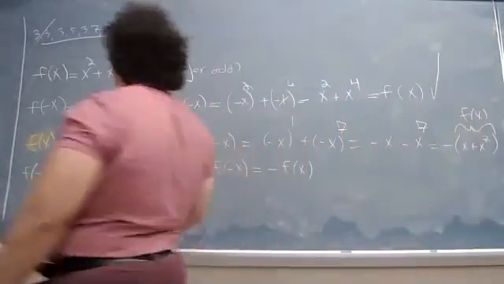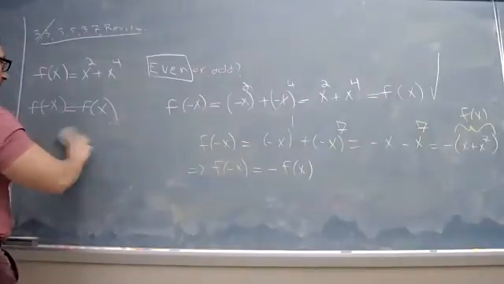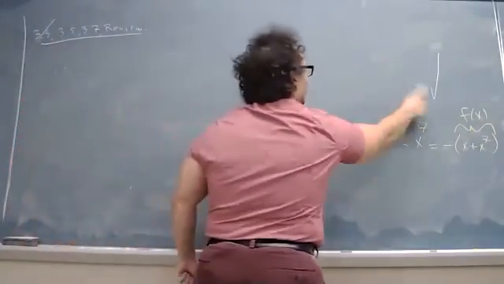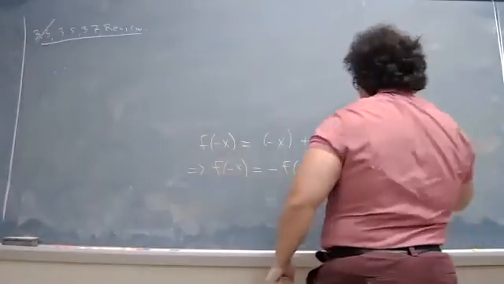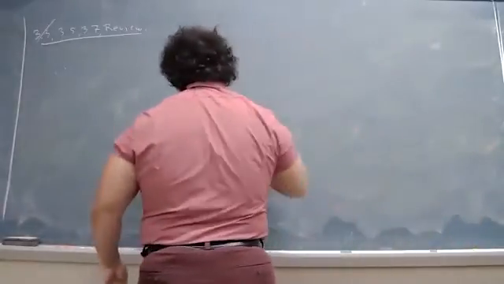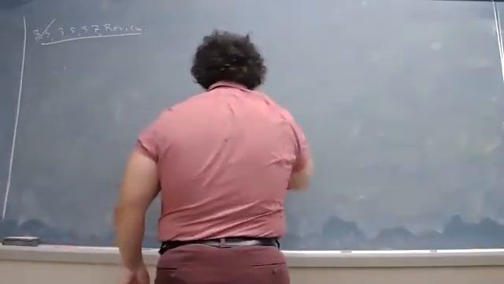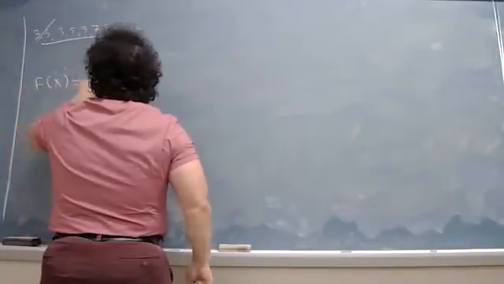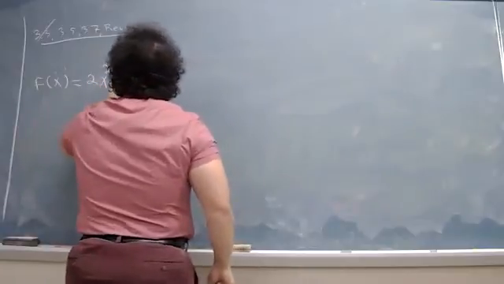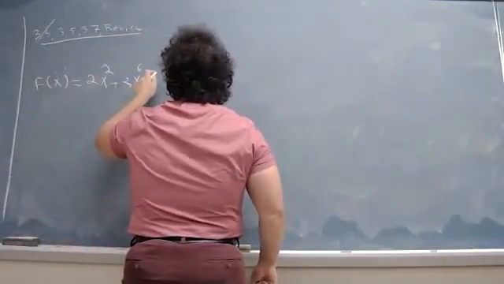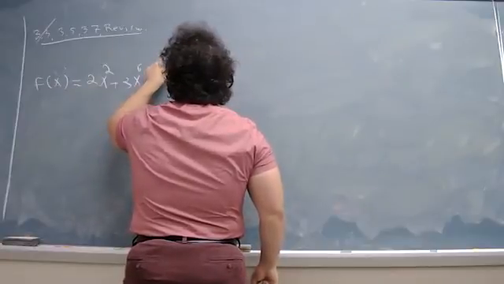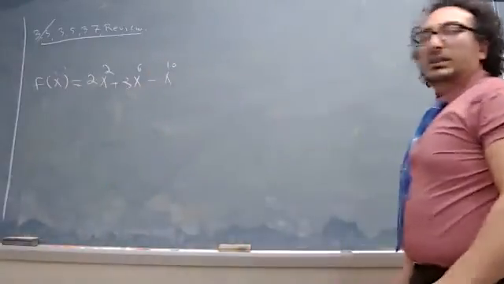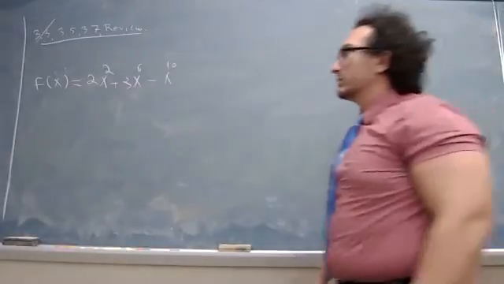Let's try a different function. Let's try f of x is equal to 2x squared plus 3x to the 6th minus x to the 10th. Even or odd? Let's see.